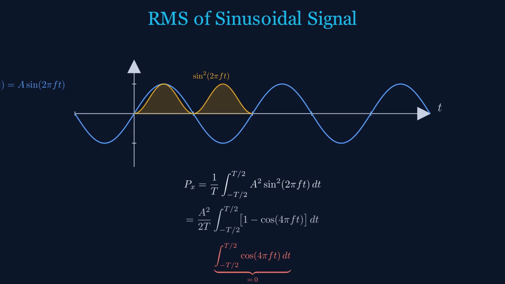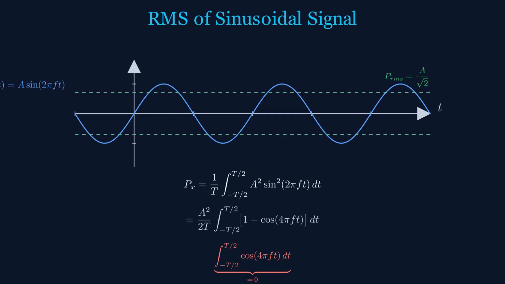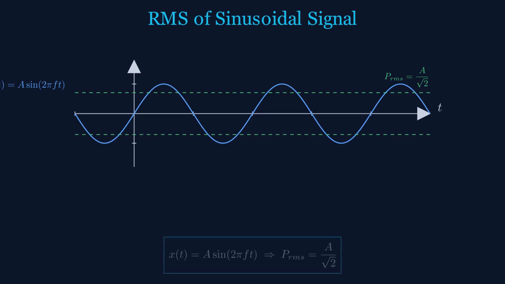1 period. Using the half-angle identity, sine squared theta equals (1 minus cosine 2 theta) divided by 2, we separate the integral into two parts. The integral of cosine over a full period equals 0, so we are left with A squared over 2T times T, which equals A squared over 2. Therefore, the RMS value is A divided by the square root of 2.